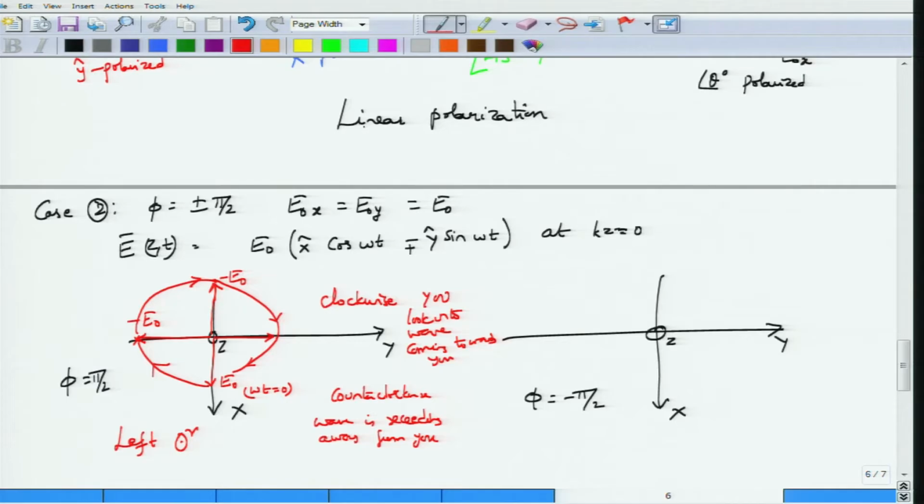This concept of left and the soon to be discussed right circular polarization can be quite confusing.